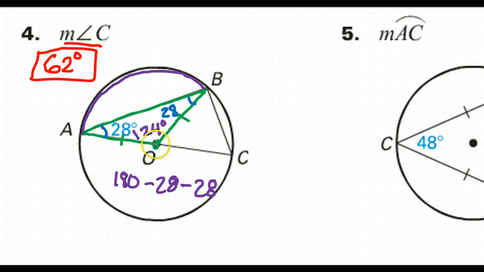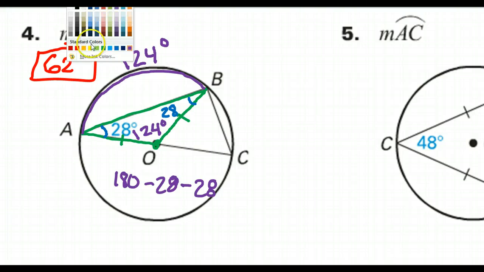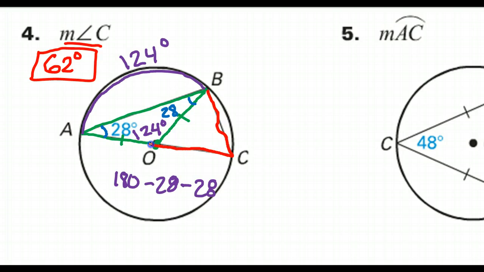Now, because this is a central angle, the angle and the arc are the same, so this is also 124 degrees, arc AB. And so now I can finally go ahead and find angle C, which I'm showing here in red. Angle C is an inscribed angle, so it should be half of this 124. If I divide by 2, of course that gives me 62, just like we got before.